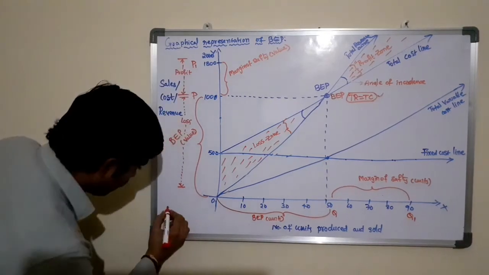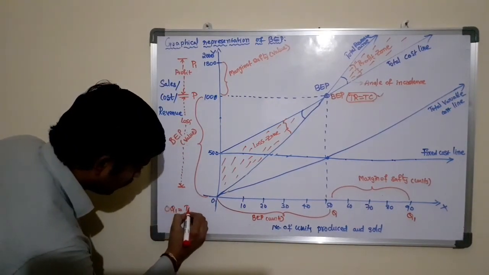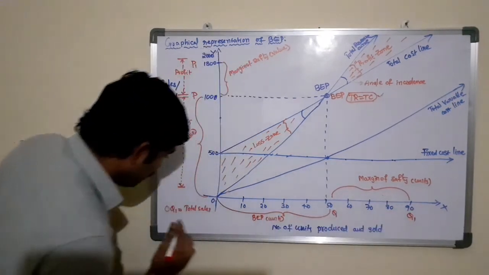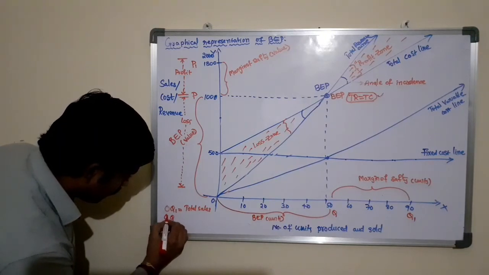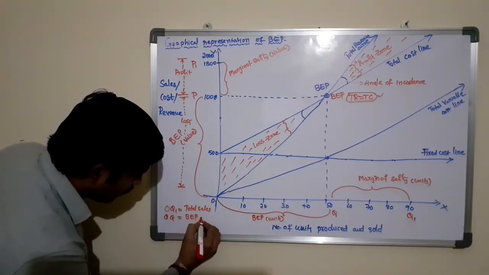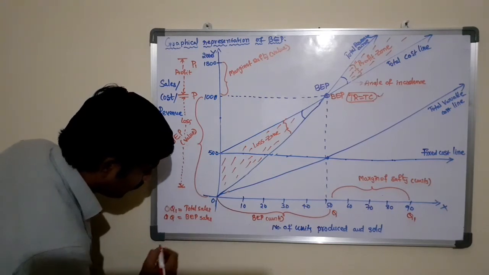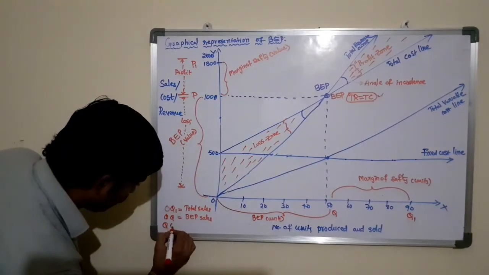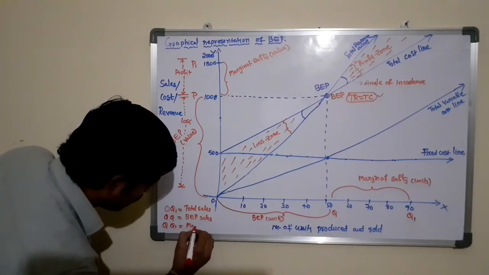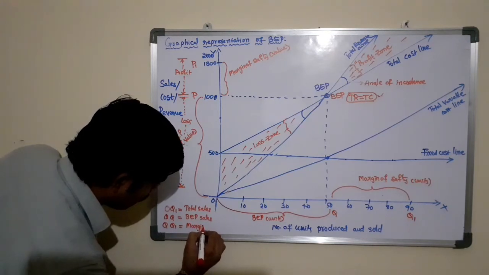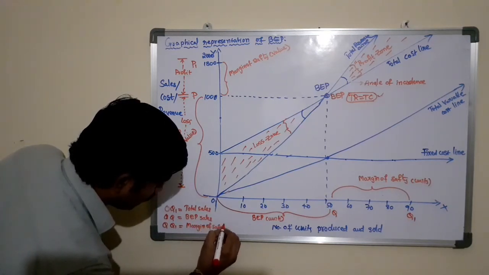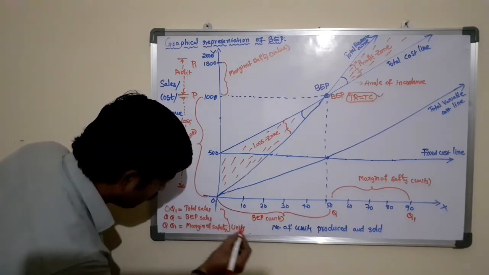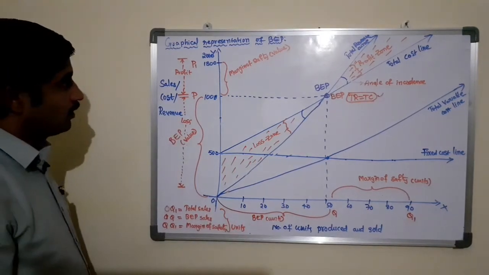Here OQ1 is the total sales. OQ is BEP sales, and Q to Q1 is margin of safety. All these are in terms of units, that is sales in units, BEP in units, margin of safety in units.